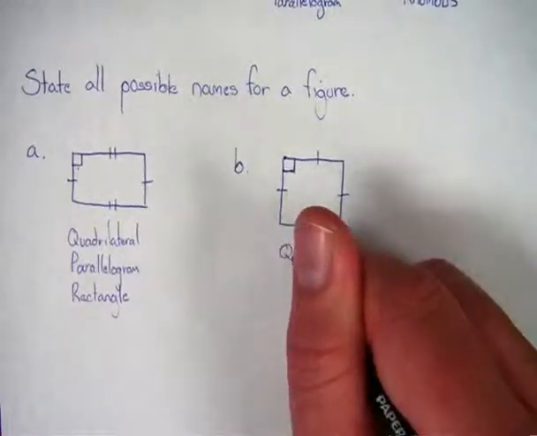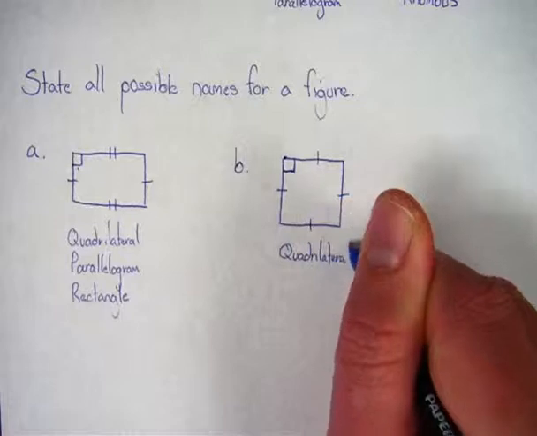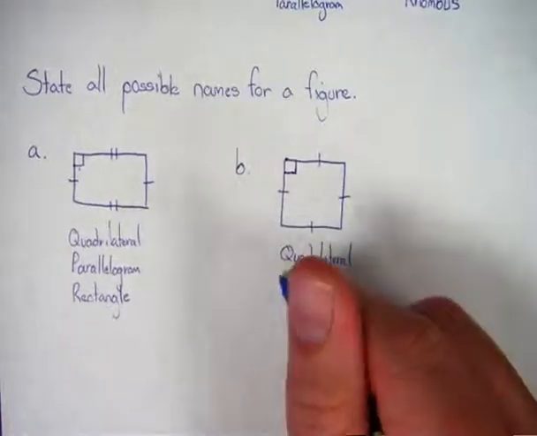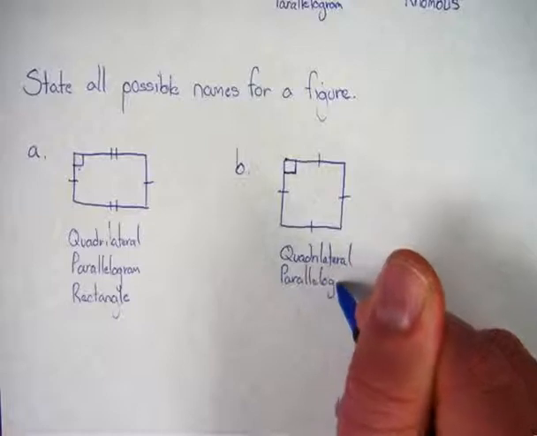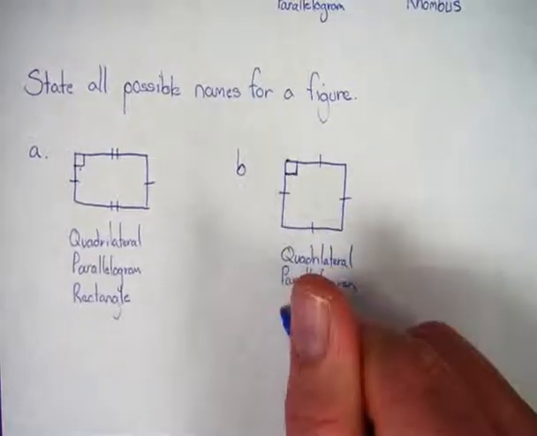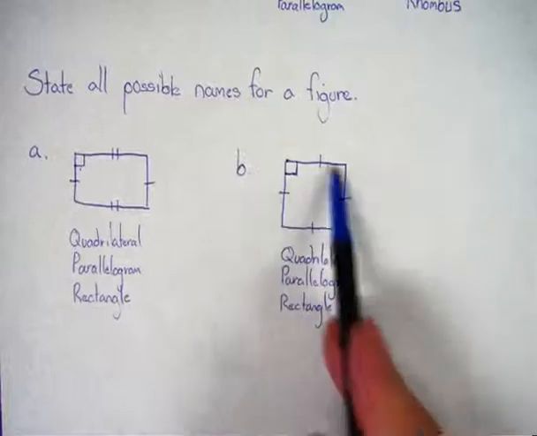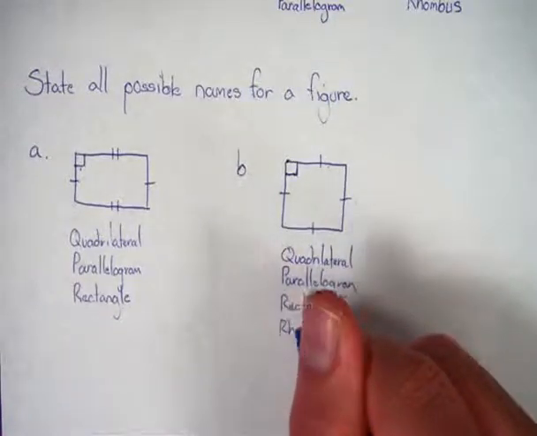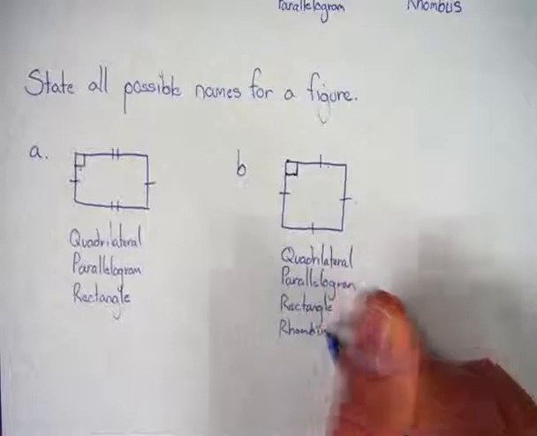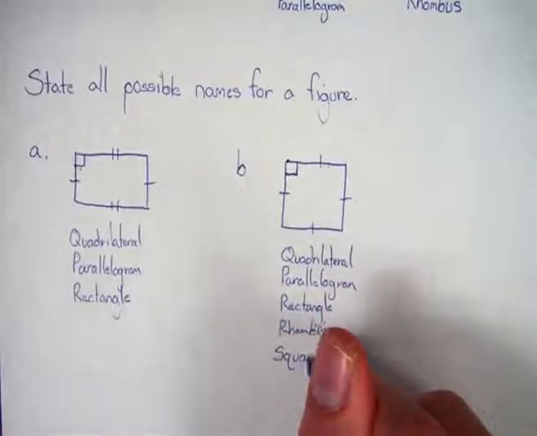It does have 4 sides, so it's a quadrilateral. Opposite sides are congruent. That's enough to prove that it's a parallelogram. We do have a right angle, so this thing is a rectangle. All the sides are congruent, so that is going to make this thing a rhombus. And then in addition to that, since it is both a rhombus and a rectangle, it's also going to be a square.